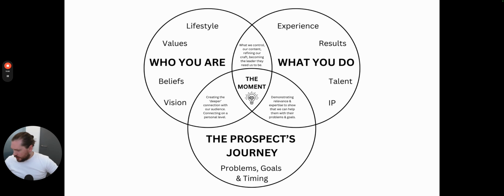So most people are pretty good at the circle on the right. They're not that bad at explaining what they do. They can share their experience.